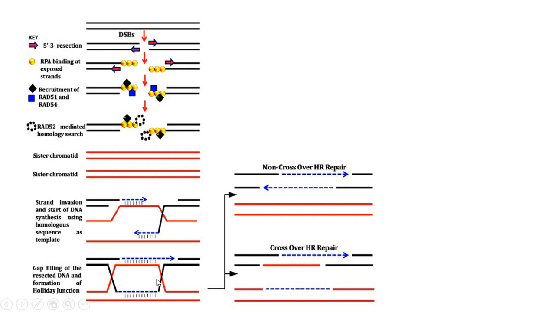We will talk more about these Holliday junctions and this mechanism when we talk about DNA recombination. And then it leads to either non-crossover homologous repair or crossover homologous repair, of which crossover homologous repair is more common. This will complete that sequence by using the information from the sister chromatid on this chromosome.